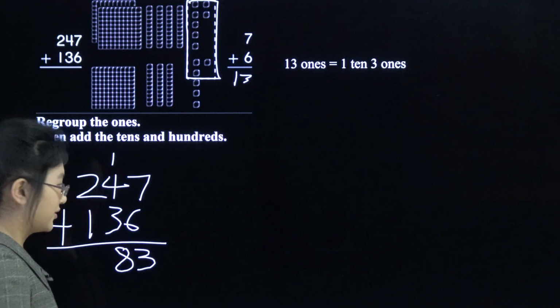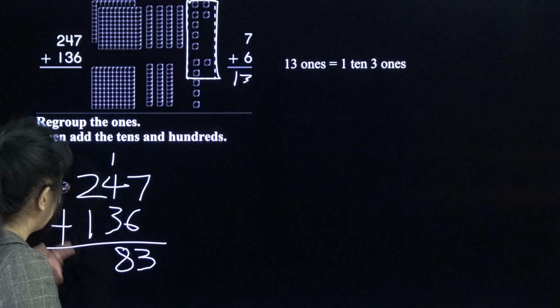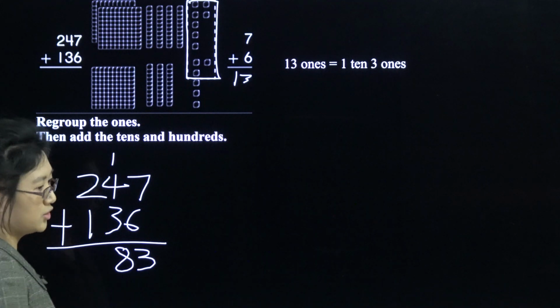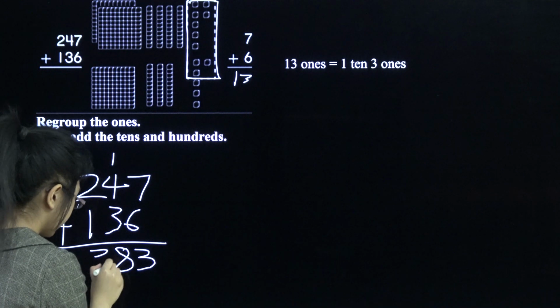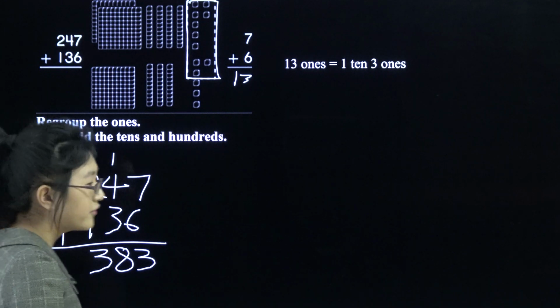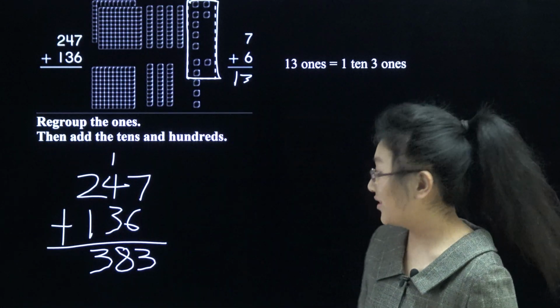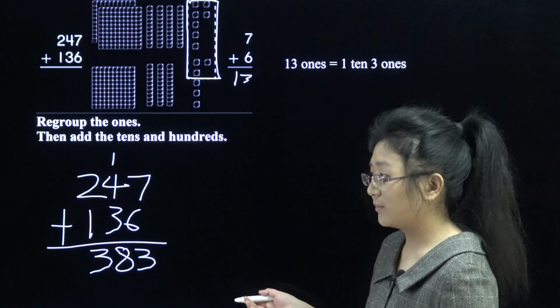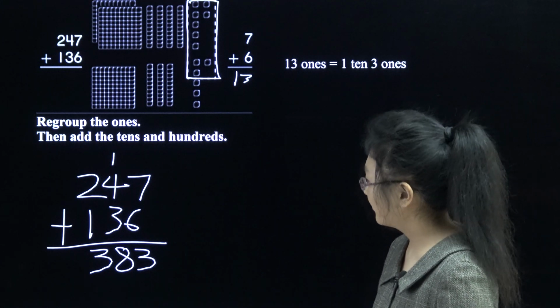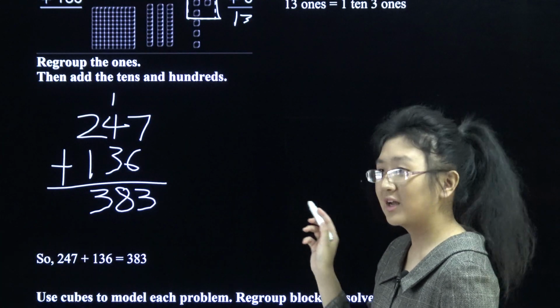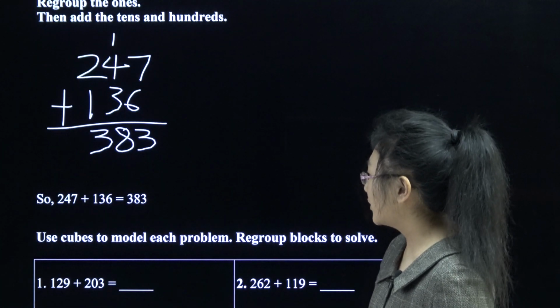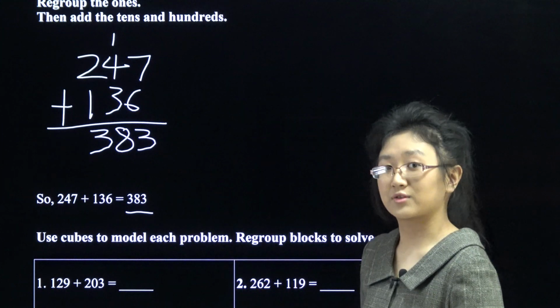Then we have 8 tens. And then there's 200 plus 100. 2 plus 1? 3. Therefore, hence, those are all synonyms, or words that mean the same thing. 247 plus 136 is equal to 383.